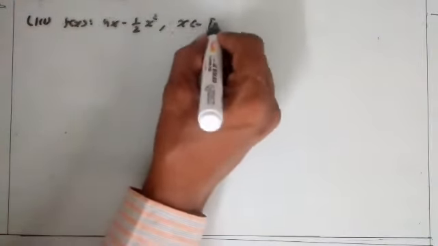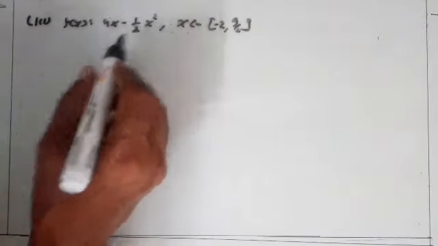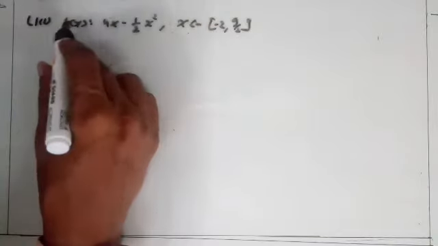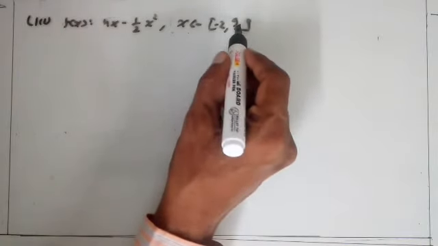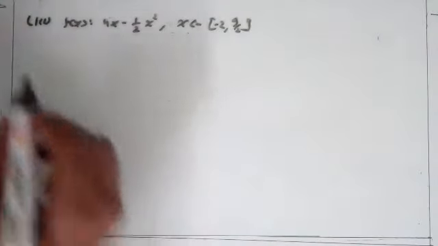Applying the same, you should be able to solve question number 3. f(x) is equal to 4x minus 1 upon 2 x square, and x belongs to minus 2 to 9 upon 2. First we get the first derivative, compare with 0, and get the value of x. Get the value of f(x) at the different values of x that we get from f dash x is equal to 0, and the value of the function at minus 2 and at 9 by 2, and comparing all we get the absolute maximum and minimum.